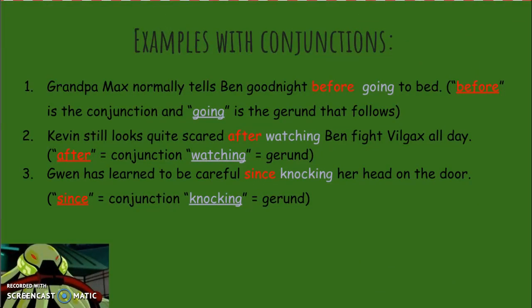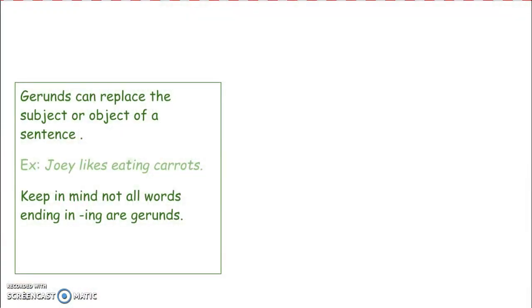Examples with conjunctions: Grandpa Max normally tells Ben good night before going to bed. Gerunds can replace the subject or object of a sentence. Joey likes eating carrots. Keep in mind, not all words ending in -ing are gerunds.